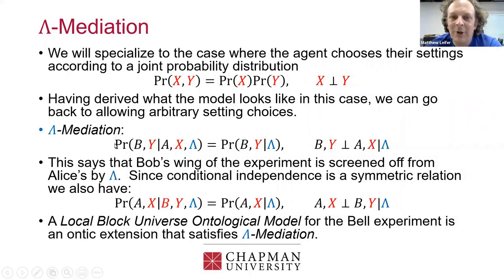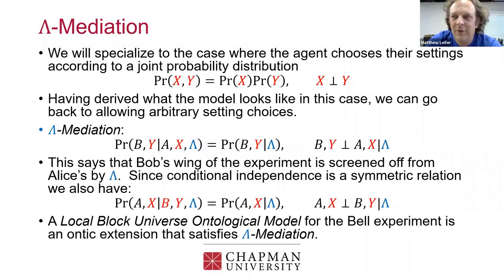Okay, so the assumption I want to impose is lambda mediation, and this literally says that the two wings of the experiment should be screened off by lambda. So B and Y are conditionally independent of A and X given lambda. Because conditional independence is a symmetric relation, we also get it the other way around. So what I mean by a local block universe ontological model for the Bell experiment is an ontic extension that satisfies this lambda mediation assumption.